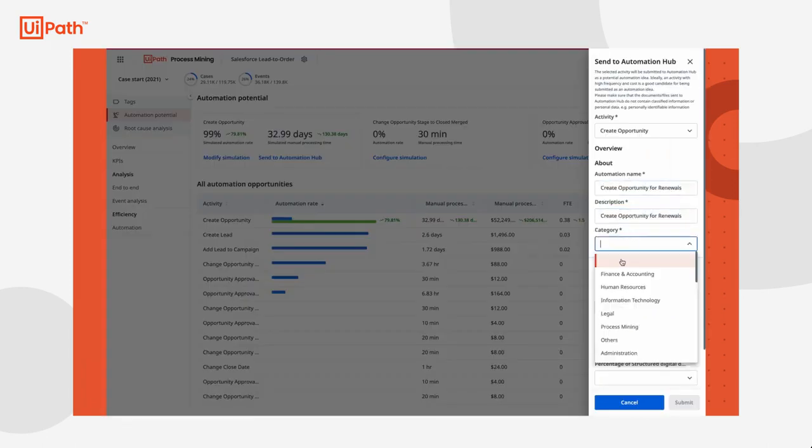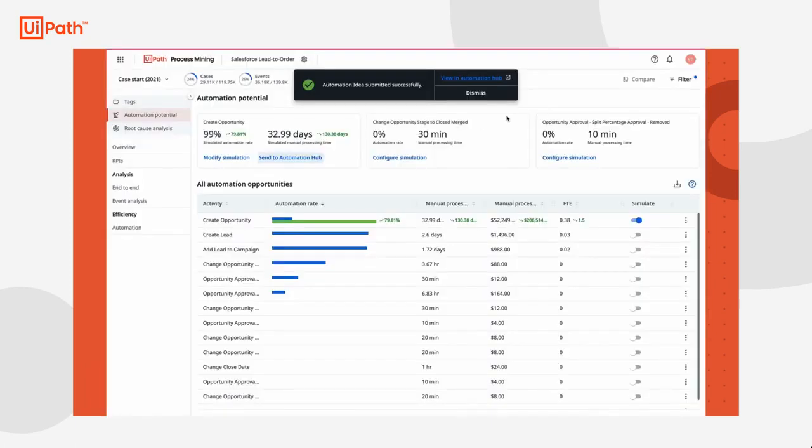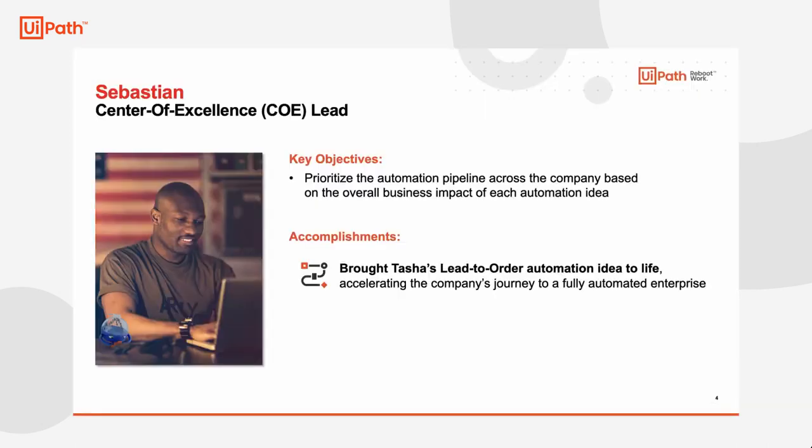After filling out the name of the idea, percentage of digital data, and some other key information, Tasha submits the idea to Automation Hub. Now that the idea has been submitted, it's time to meet Sebastian, the Automation COE lead. Sebastian oversees prioritizing the automation pipeline across the company based on the overall business impact of each automation idea. He does this through Automation Hub, an application made by UiPath specifically to capture ideas and automate them. These ideas could be crowdsourced or from one of the UiPath discovery tools like task mining or process mining.